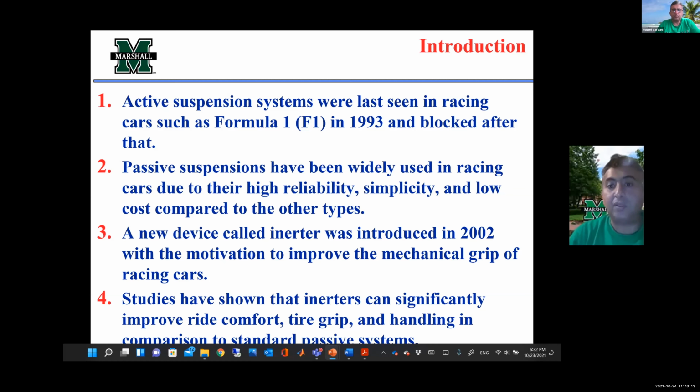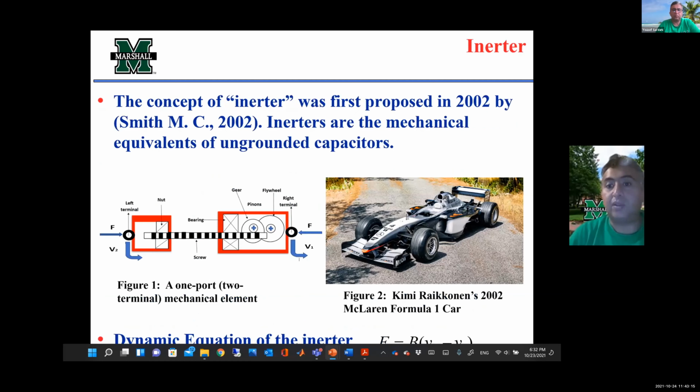Now, the concept of the inerter was introduced in 2002 by Smith. He was trying to find a device that is similar to the ungrounded capacitor by using the analogy between mechanical and electrical components, and he came up with this device.